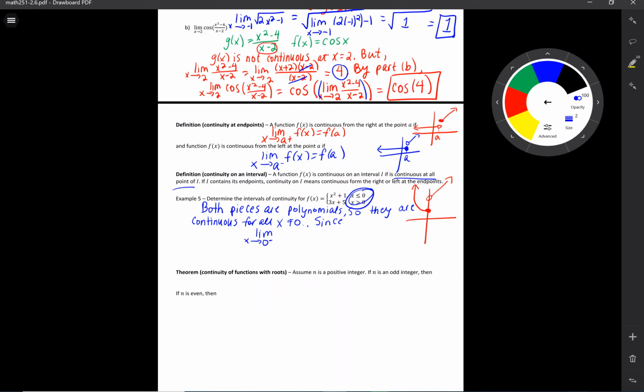So because the limit as x goes to 0 from the left of f of x, we are on the quadratic portion, this is the limit as x approaches 0 from the left of x squared plus 1, which is equal to 1, and this is f of 0. So according to this definition right here, I am continuous from the left. So f of x is left continuous.